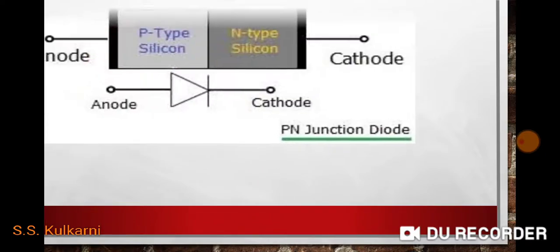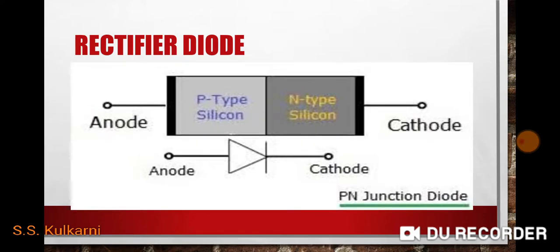Now let us see the rectifier diode. So what is meant by rectification? Rectification means conversion of AC voltage to DC voltage. This is the symbol of rectifier diode, which has two terminals, anode and cathode, and this is the construction of rectifier diode. To learn more about the rectifier diode, you have to refer to my previous video, and the link is given in the description box.